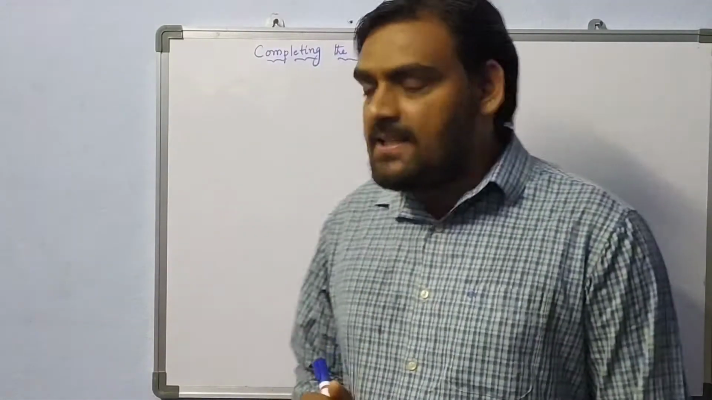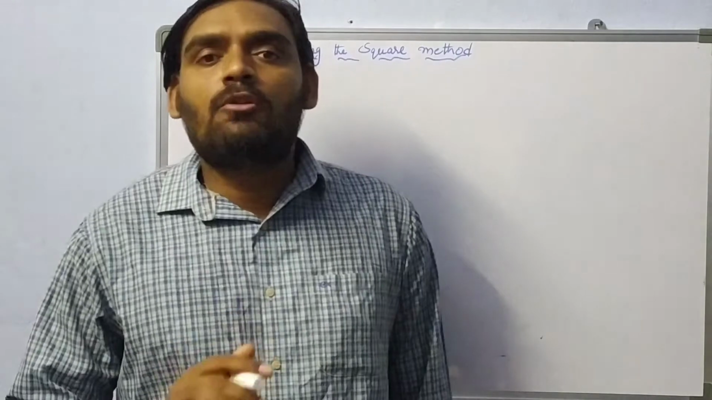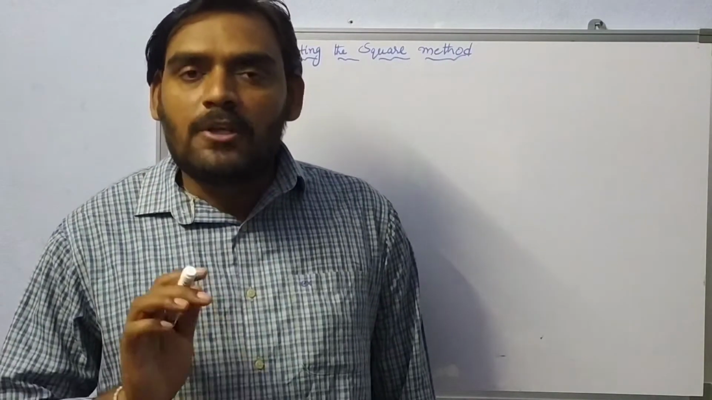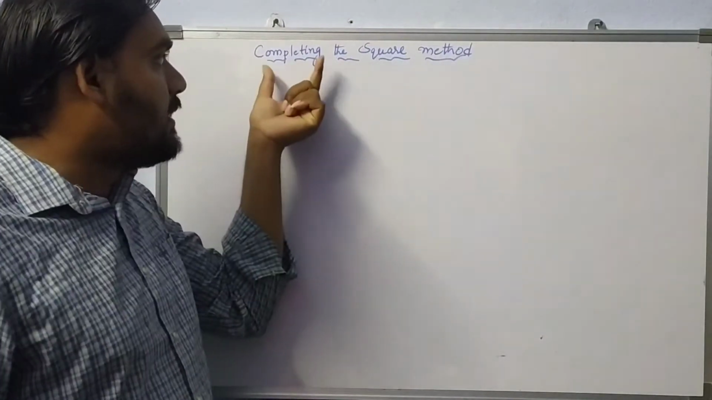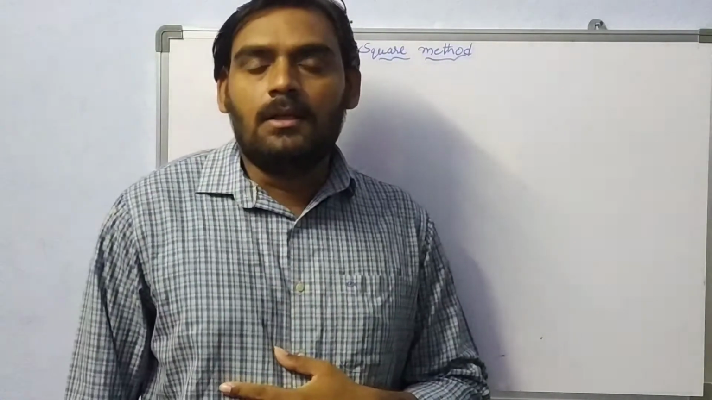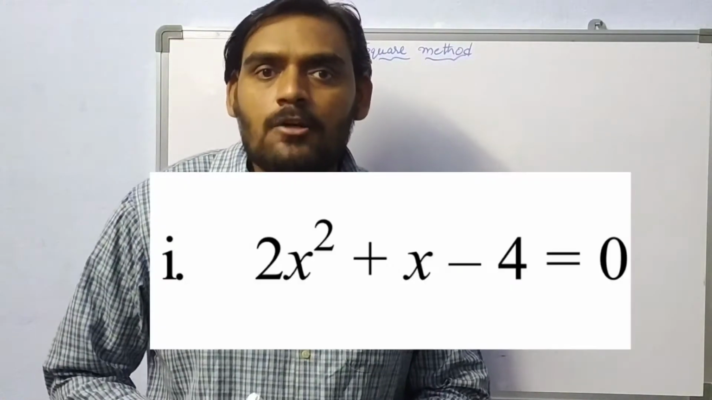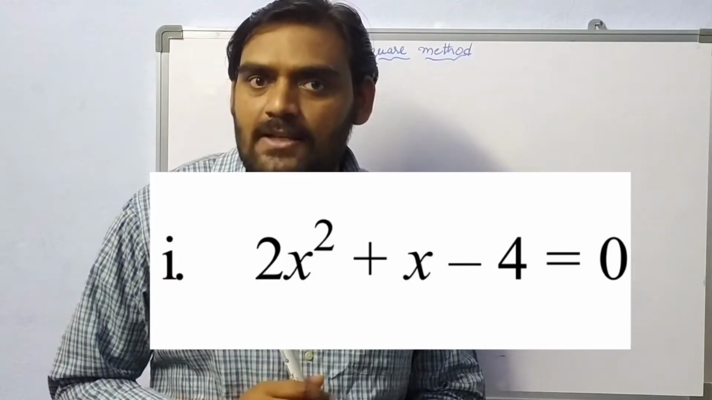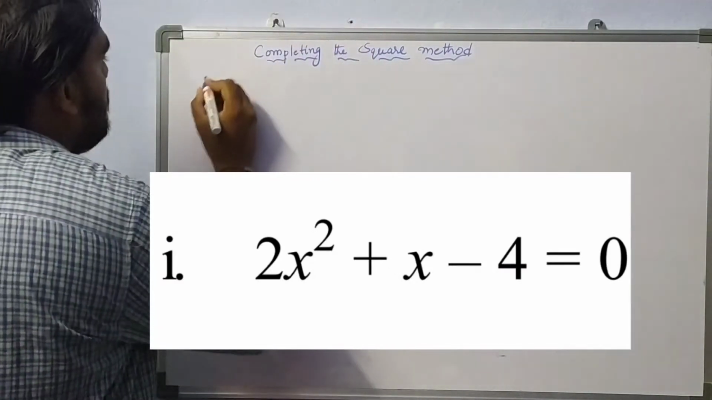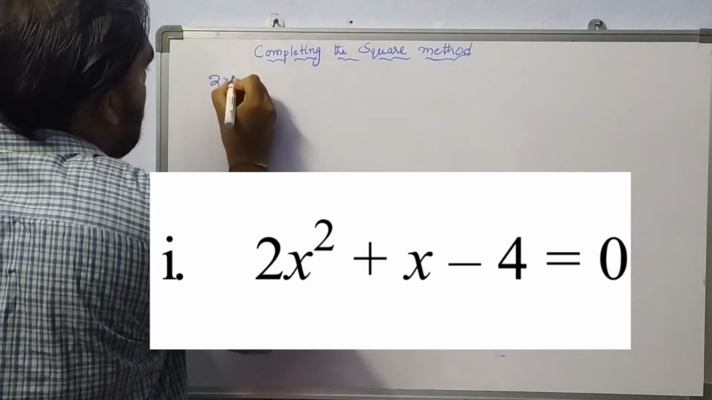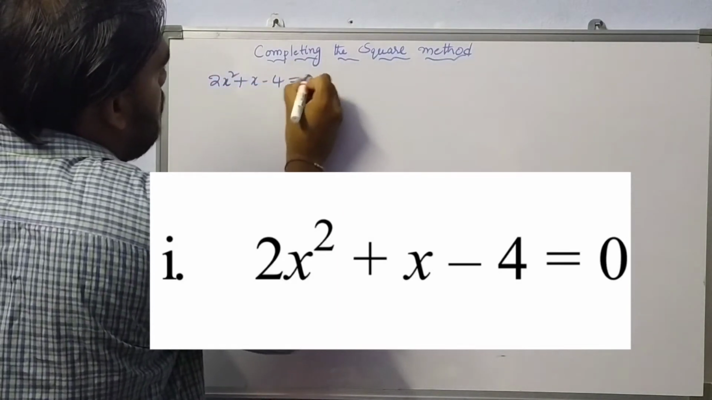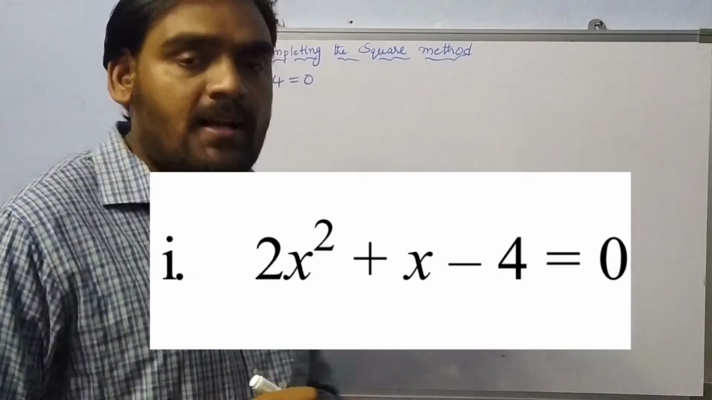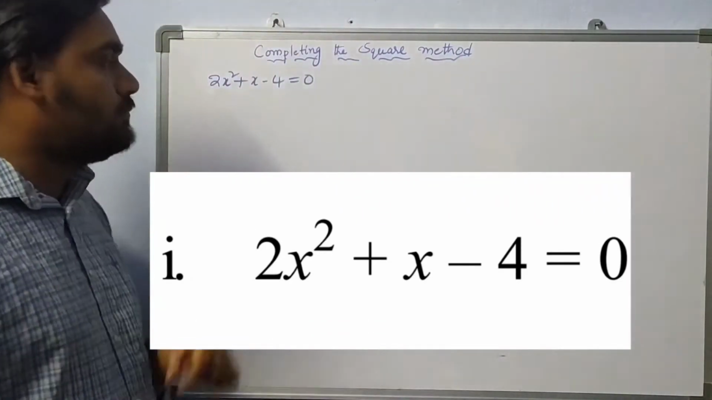In that, first Roman is find the roots of a quadratic equation by using the method of completing the square. It is nothing but the completing the square method. In that, the first problem is 2x square plus x minus 4 is equal to 0. See, 2x square plus x minus 4 is equal to 0. This is a quadratic equation.